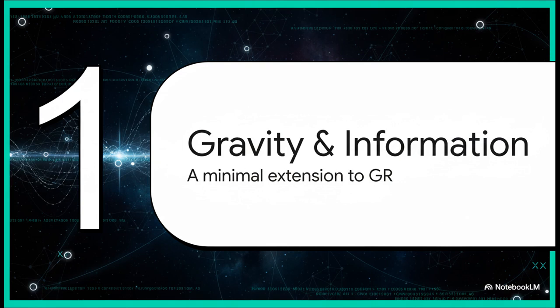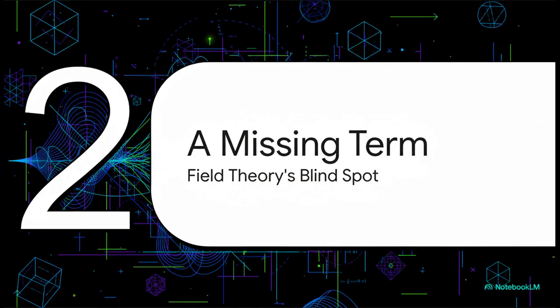Now, this isn't about throwing out general relativity, not at all. Think of it as this really elegant, minimal add-on, suggesting that gravity, at least in part, emerges from information trying to find its most compressed form. So where does an idea like this even come from? Well, it starts by going back to the very foundation of how we write down physical laws, field theory, and realizing something might be missing.